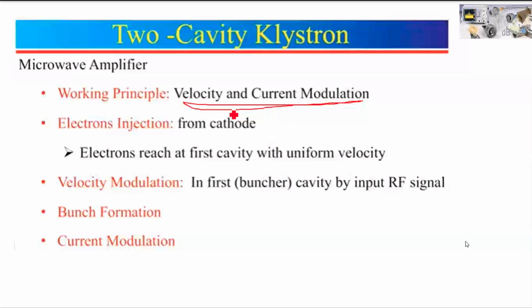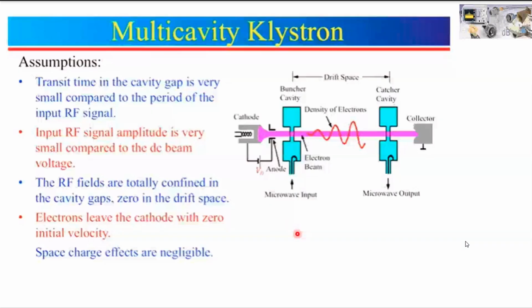So the 2-cavity klystron works on the principle of velocity and current modulation. In this there are 2 cavities. As I told you, one is the input cavity, which is also called the buncher cavity. I'll go to the previous slide. Here you can see. And one is the output cavity, which is also called the catcher cavity.